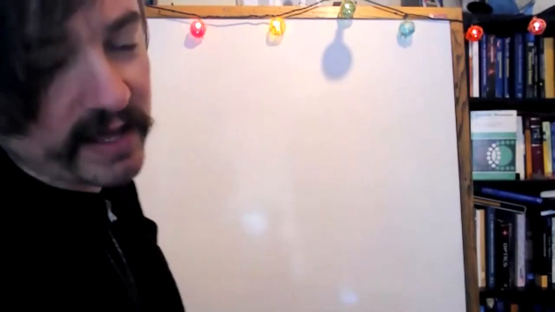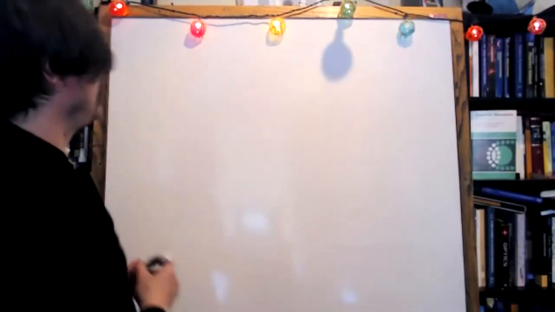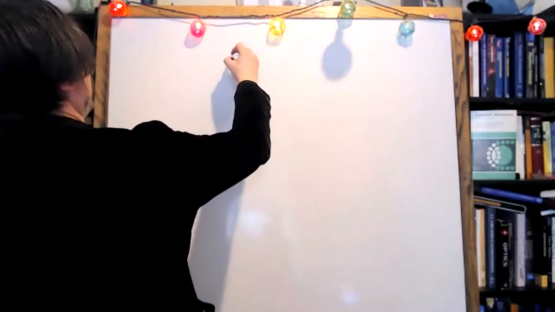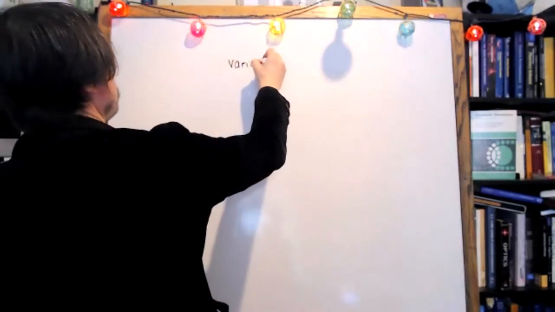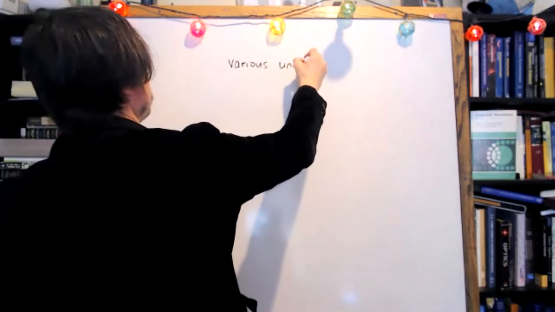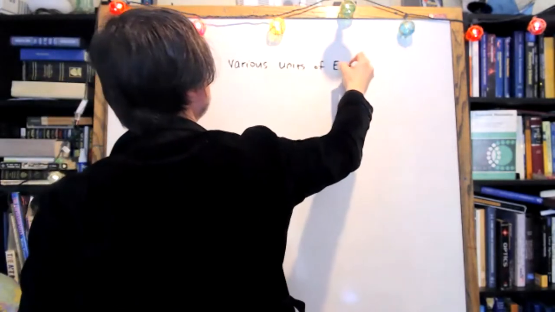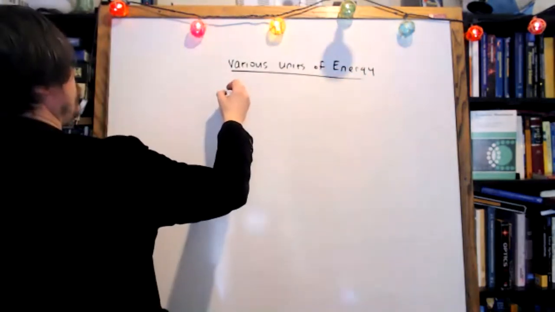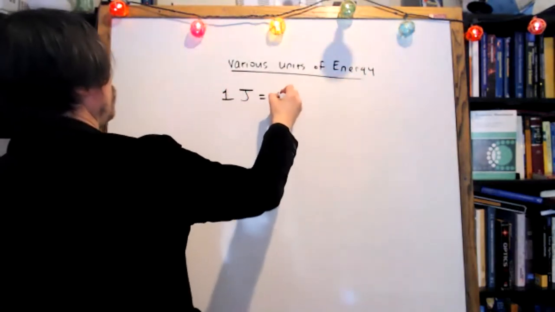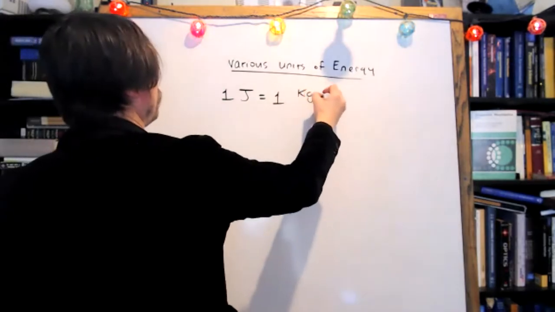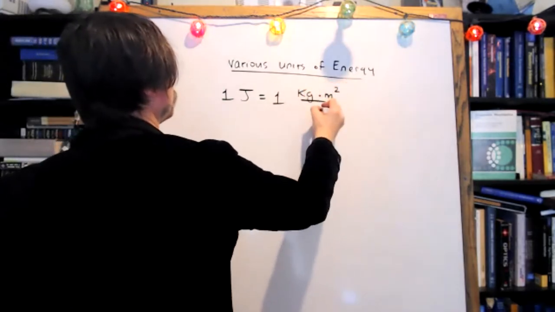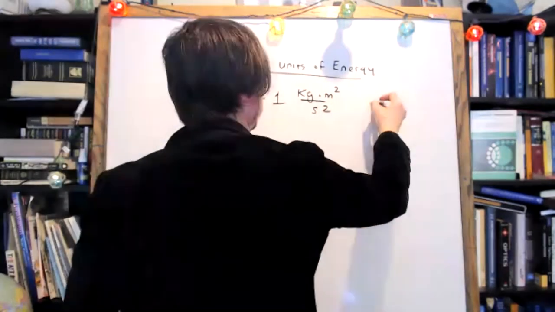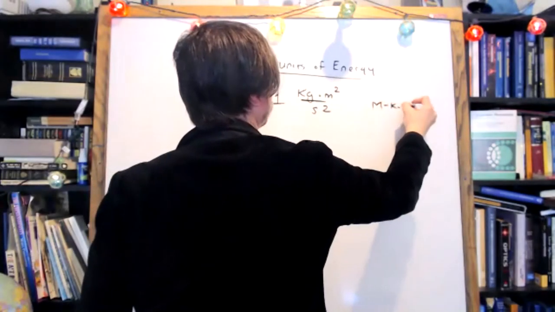Before I talk about kinetic energies, let's take a look at some different units of energy so that you'll be able to realize when we're measuring it in our everyday lives. So let's talk about various units of energy. We have the joule. 1 joule is 1 kilogram meter squared per second squared. And as I mentioned, that's the MKS unit system.